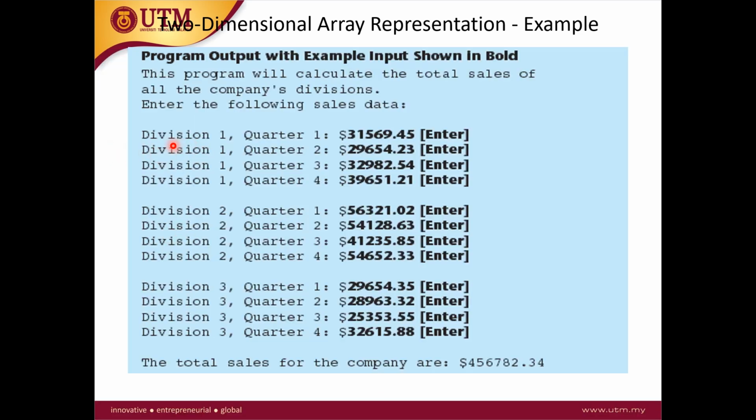At first it shows you division 1 quarter 1, and you are entering a value, and then division 1 quarter 2, division 1 quarter 3, division 1 quarter 4, and then for the second row, and then for the third row, and columns 1, 2, 3, 4. So that means in a 3 by 4 two-dimensional array, we've got 3 multiplied by 4, 12 different elements. That's why we have entered 12 different values, and then we are going to calculate the total of them, which is going to be this value.